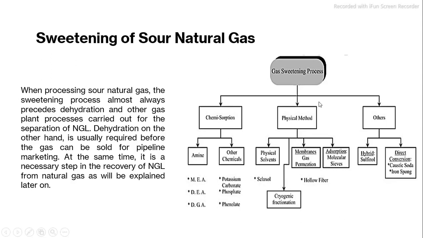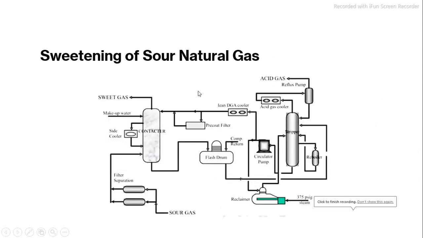Classification of individual processes is given in this figure. The methods used for natural gas sweetening can be classified into three categories, including chemical methods, physical methods, and others. We'll talk about the description of this process, the sweetening of natural gas.